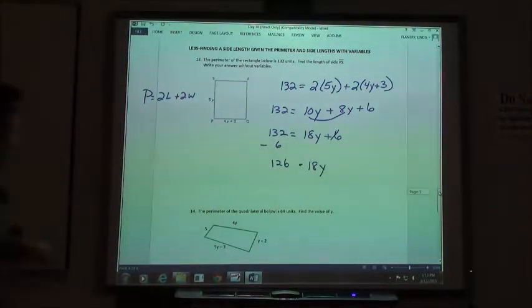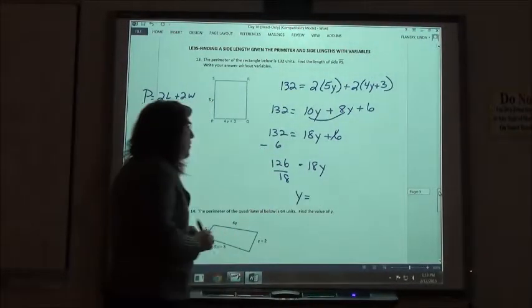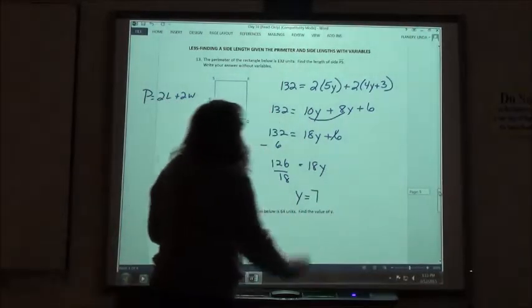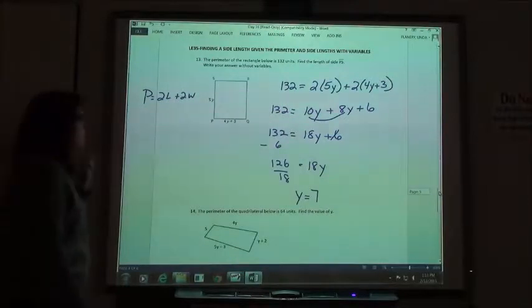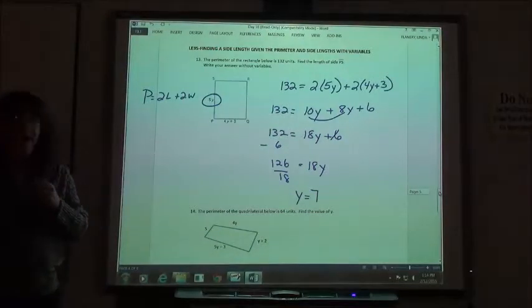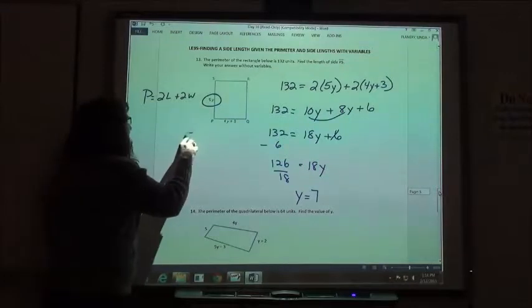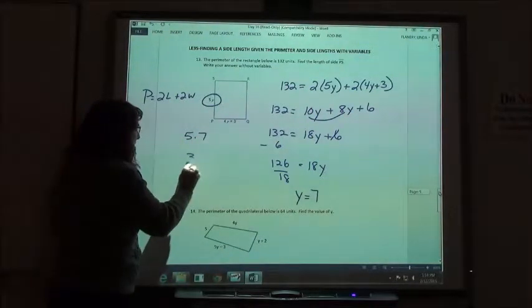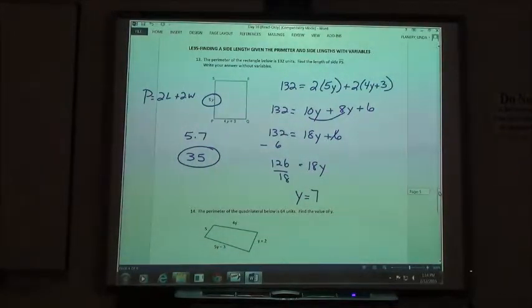And then I'm going to divide by 18. What is y going to equal? 7. Now, the question did not tell me to find y, did it? What did the question tell me to find? The side PS. The side PS is equal to 5y, or, well, 5 times 7, and 5 times 7 is 35. So 35 is going to be my answer, right?